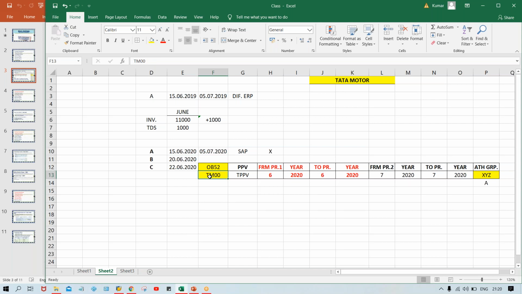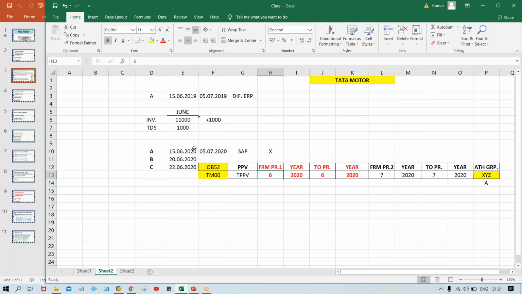Against TM00, again the system is going to find out this is posting for which period. So here 6 means the 6th period. Is the 6th period open or not? In normal, it is not open. The 7th period is open. But here in period 1, the 6th period is open, with certain conditions. This 6th period is open for this authorization group XYZ. And against this authorization group, one user ID is assigned. Which one? A. It means the 6th period is open only for A.